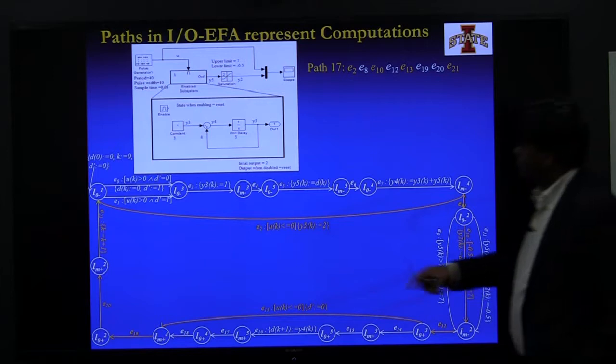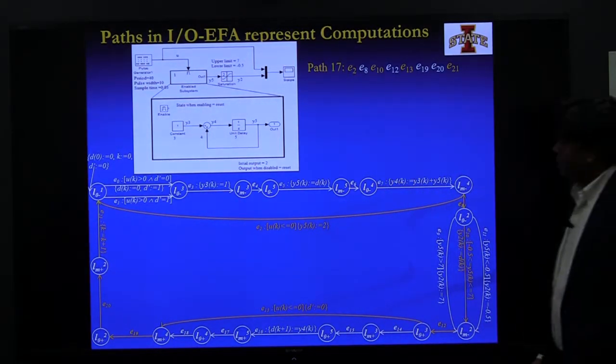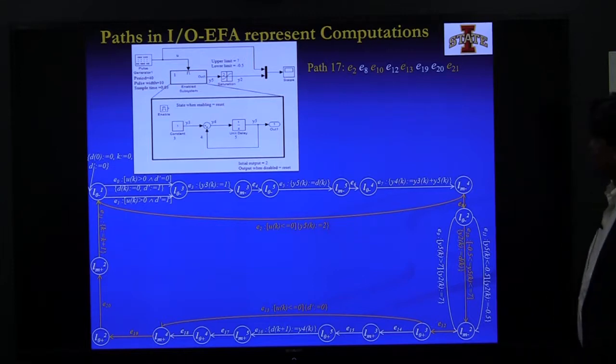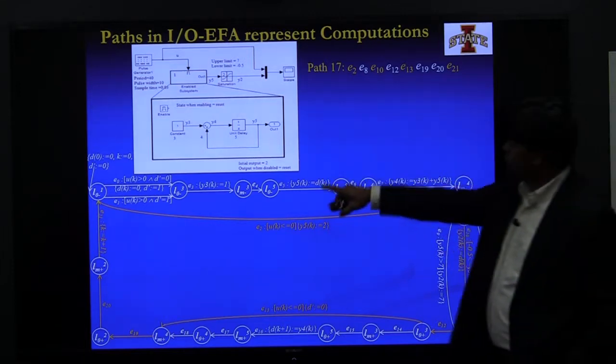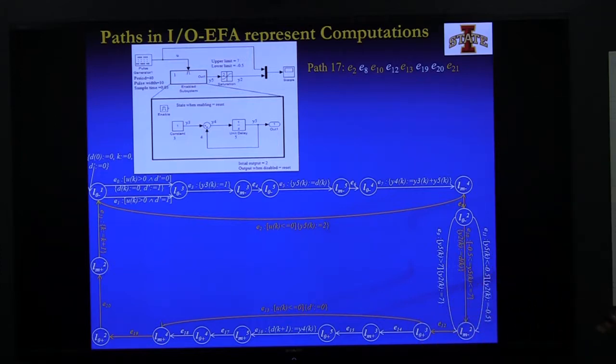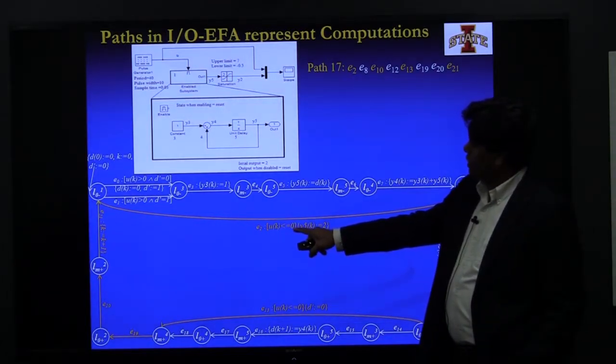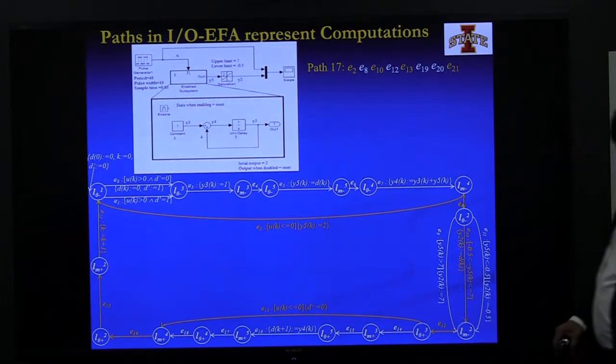There are two branches there, three here. So there are three branches initially, three branches here and two here. So three times two times three, that's a total of 18 different paths. I'm looking at path 17, which has a sequence of edges. Each edge has a guard condition. For example, it says input has to be less than zero, and then it will set output equal to two.